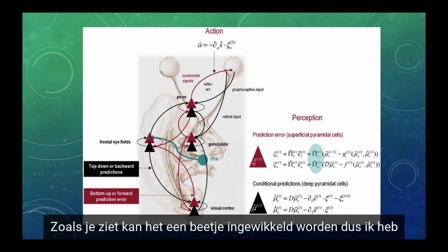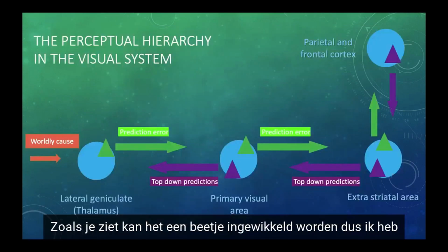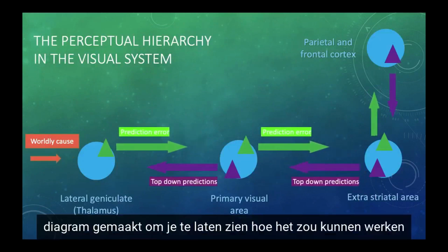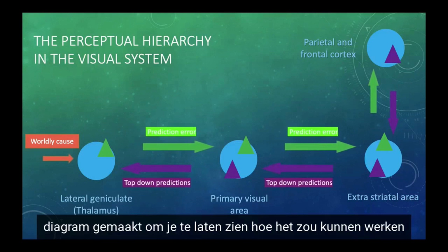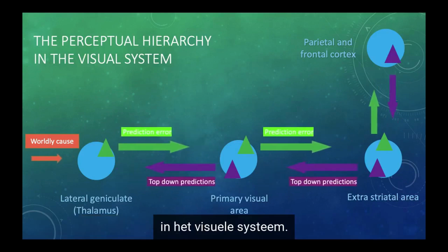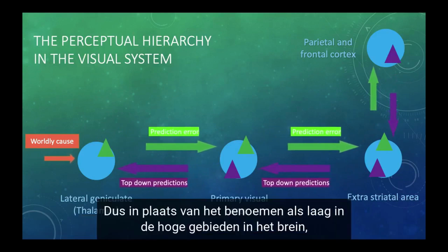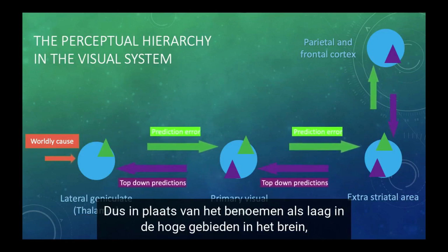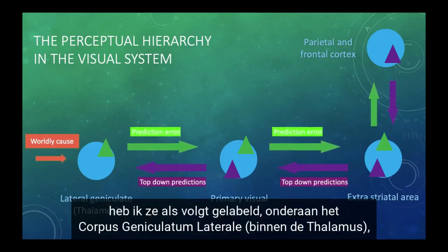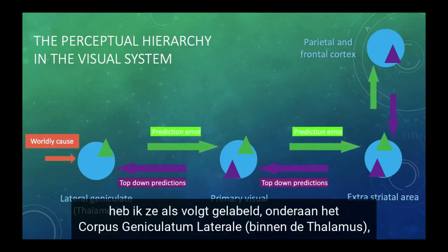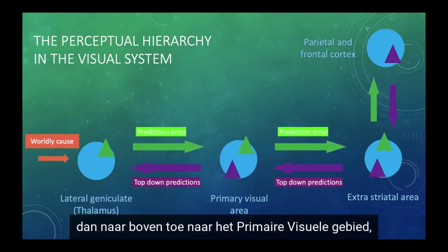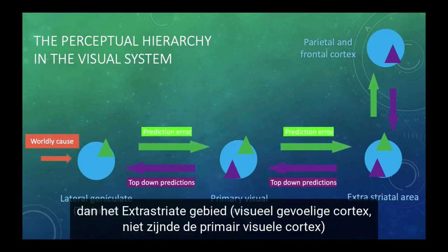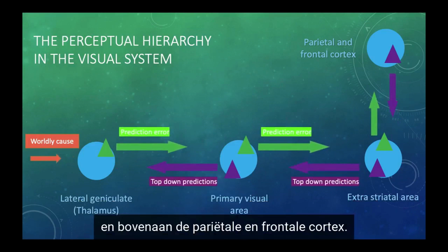As you can see, it can get a little bit complicated, so I've made a more realistic but still slightly abstract diagram to show how this might work in the visual system. So rather than saying the low and the high areas in the brain, I've labelled them. So we've got at the bottom the lateral geniculate in the thalamus. Then going upwards, we've got the primary visual area, then the extrastriate area, and at the top the parietal and frontal cortex.